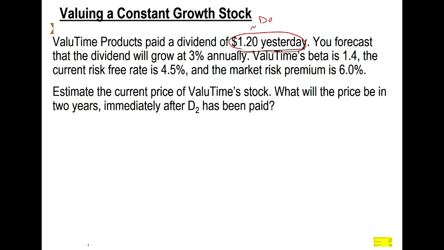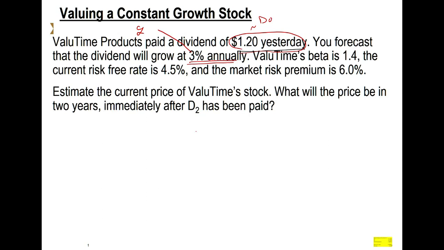You forecast that the dividend will grow at 3% annually, and the way it's written is such that there are no constraints here. So what that's basically implying is that it will grow at a constant rate of 3%. So they're giving you your G, the constant rate of growth of dividends. This company's beta is 1.4. The current risk-free rate is 4.5%, and the market risk premium is 6%. If you recall our risk and return conversation, this sounds like they're providing you information for applying CAPM, and we will need to do that very soon.